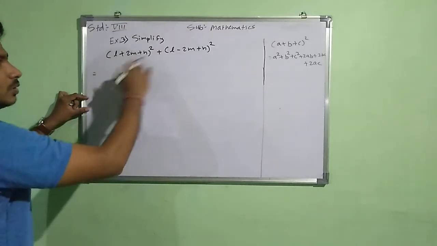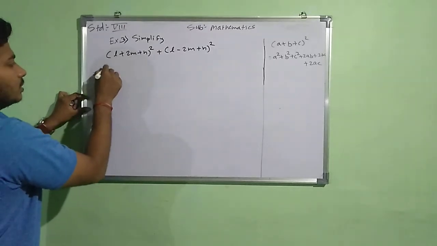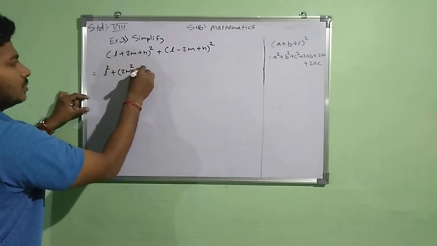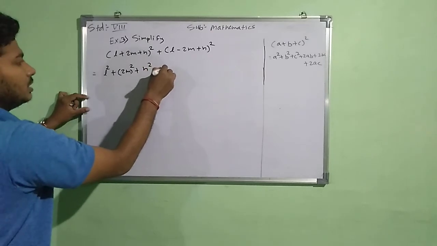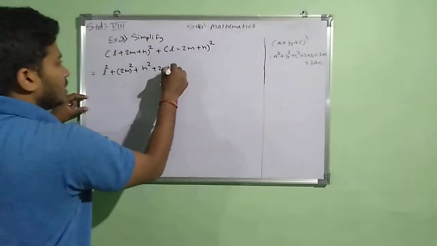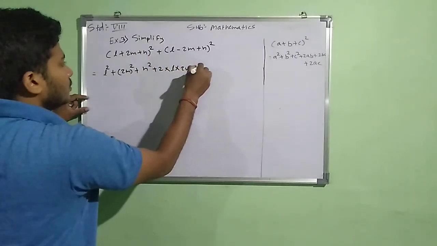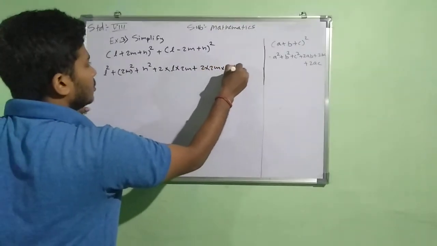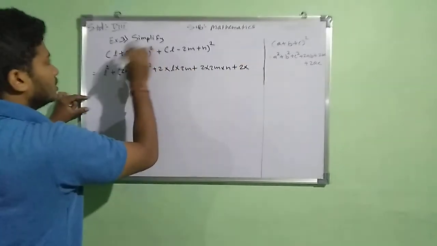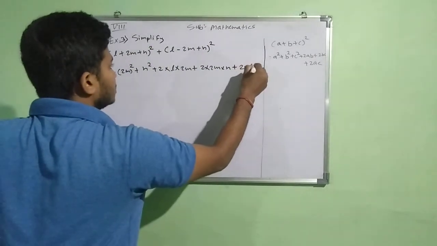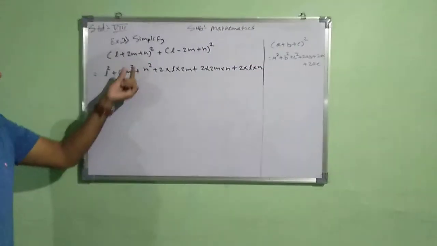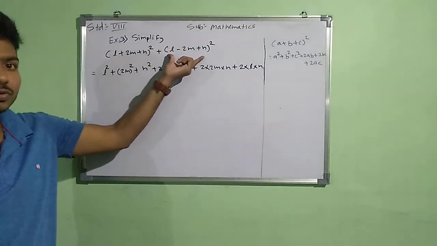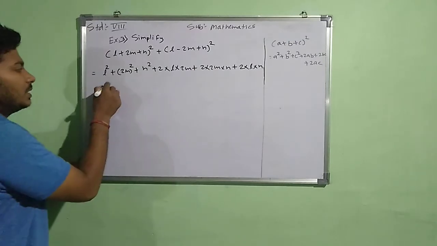So according to our formula, we have to substitute the value. First term square plus second term square plus third term square plus 2 multiplication first term into second term, which is l into 2m, plus 2 multiplication second into third term, which is 2m into n, plus 2 multiplication first and third term, which is l into n. Now we have written the expansion for that first term. Now the same thing we have to do for the second term as well, separated by plus sign.